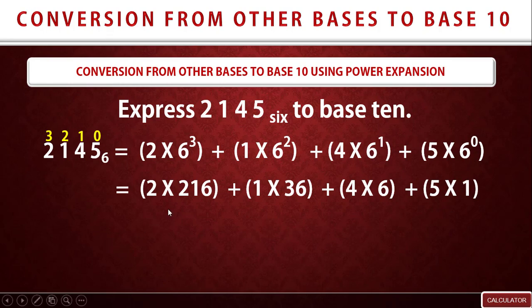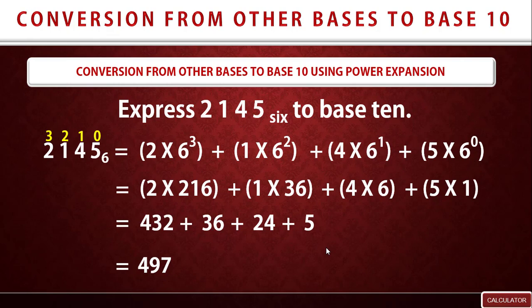Okay, the next thing to do now is we'll multiply through. For 2 times 216, we have 432 there. 1 times 36, we have 36, and 4 times 6, we have 24. 5 times 1, that is 5. You can use your calculator to multiply this so that you can be sure. So using your calculator again, you can just add them together. 432 plus 36 plus 24, then plus 5. So your answer will be 497 in base 10. So converting 2145 in base 6 to base 10, the final answer will be 497.